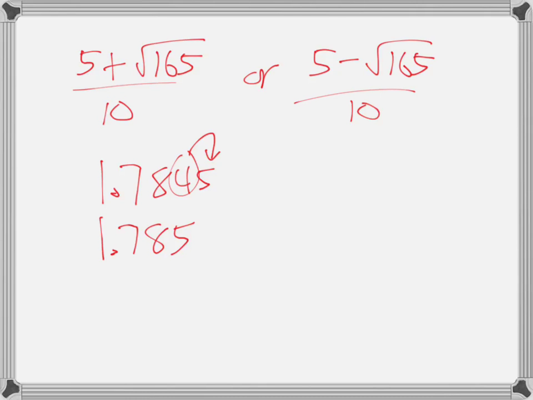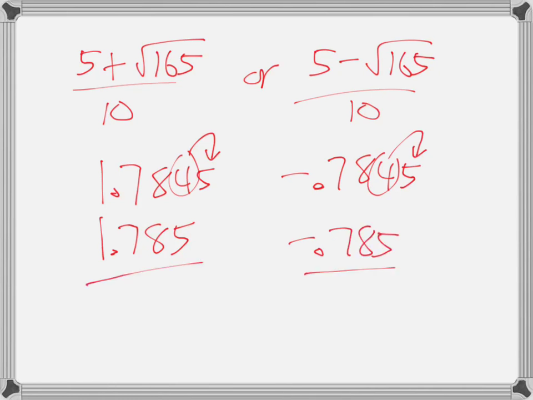The other one, I'm getting minus 0.7845. Third place, look one to the right, minus 0.785. There should be the two, and they want a comma between them. There should be the two answers.